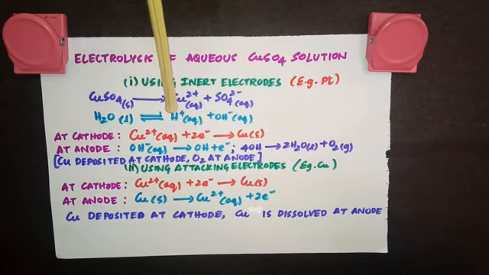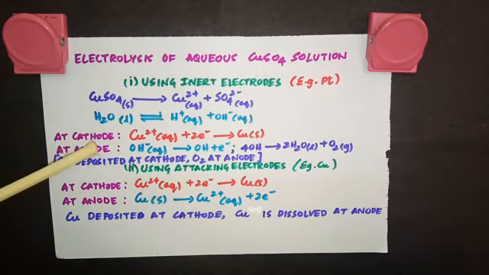So water dissociates to give you H+ and OH-. At the cathode, both Cu2+ and H+ ions will migrate. But Cu2+ ions, with the greater reduction potential, are reduced in preference to H+ ions, which remain in the solution. So copper gets deposited at the cathode.